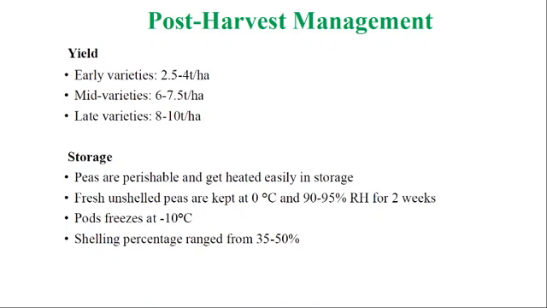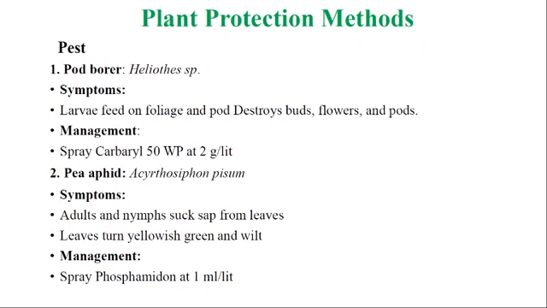At the same time, the post harvest management, that is the storage. The peas are perishable and get heated easily in storage, and because of that, fresh and shelled peas are kept at 0 degree centigrade temperature, which is essential. 90 to 95% humidity for 2 weeks, and the pods freeze at -10 degrees centigrade. We will store it. Shelling percentage ranges from 30 to 35%.